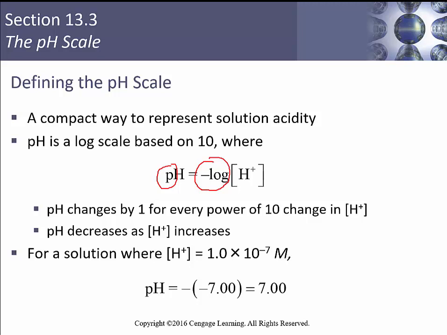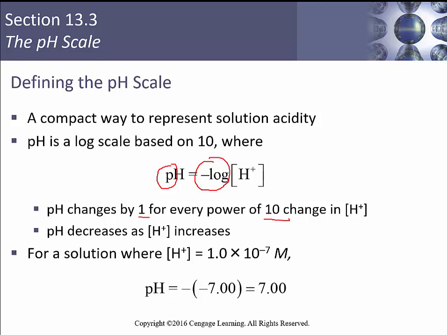It's going to change by 1 for every power of 10 change in H+. So if your pH goes from 1 to 3, it's a 100-fold change. Right? The pH decreases as H+ concentration increases. So lower is more acidic.